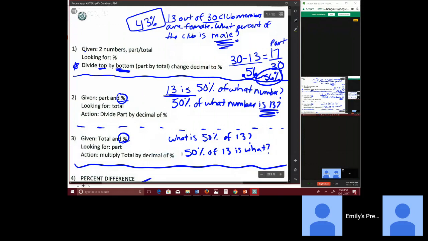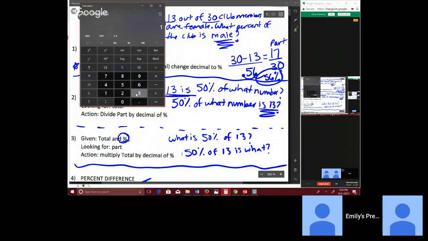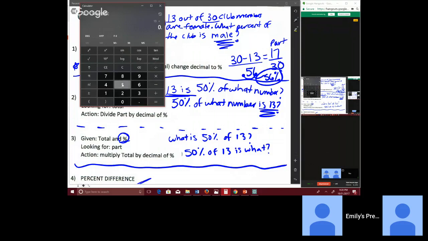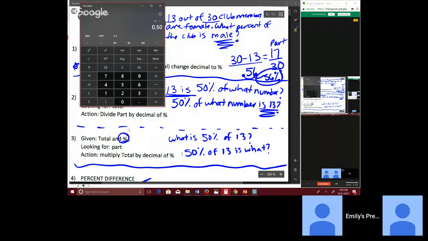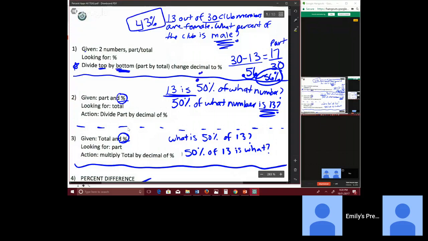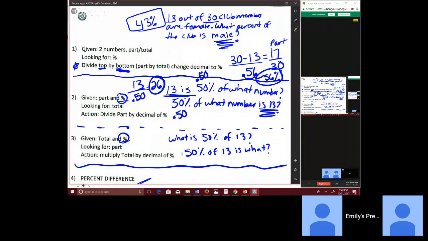Now let's look at how the math works for both of these. If you have a part and you're looking for the total, you're going to take your part, so in this case 13, and you're going to divide it by the decimal that represents the percentage they gave you. So 50%, if you change it to a decimal, is 0.50. You're going to take the 13 and divide it by 0.50. That will make it 26. If you take a decimal that is smaller than 1 and you divide it into a number, it will make the number bigger rather than smaller. So division works the opposite with a decimal of how it works normally.